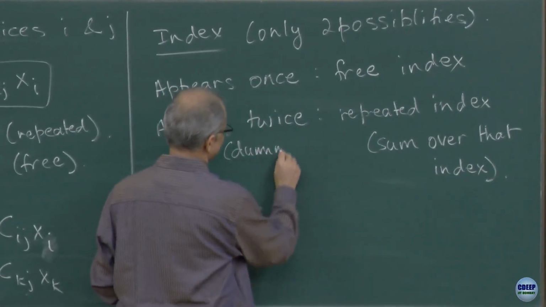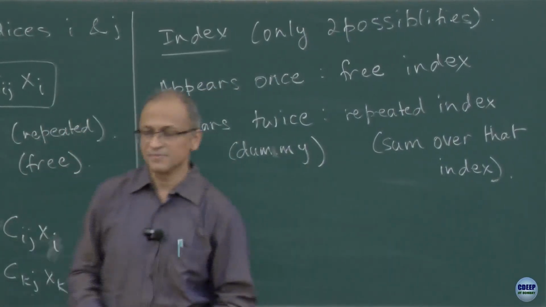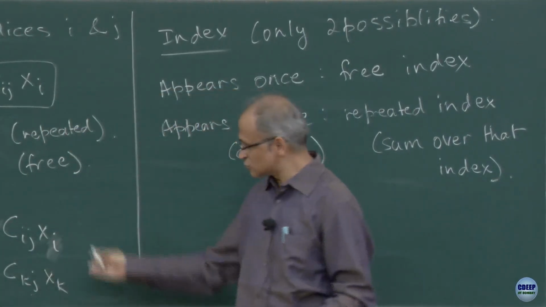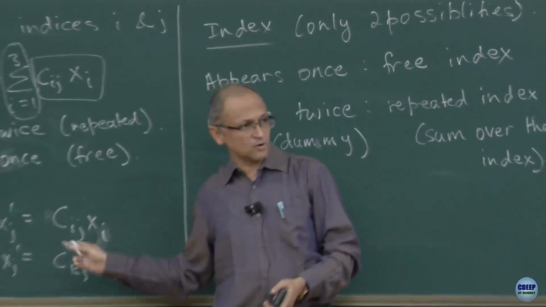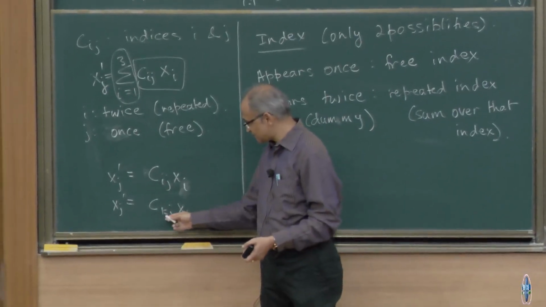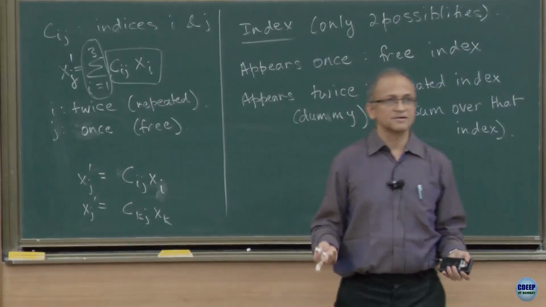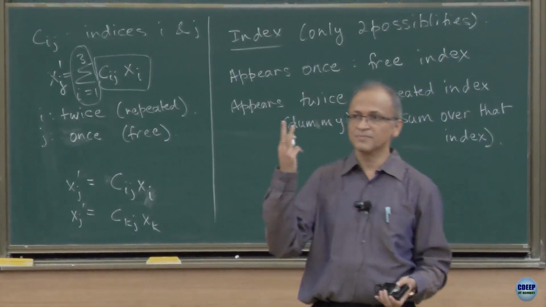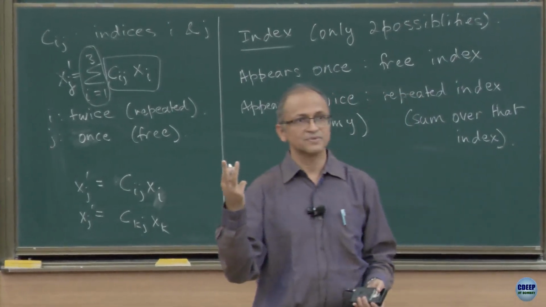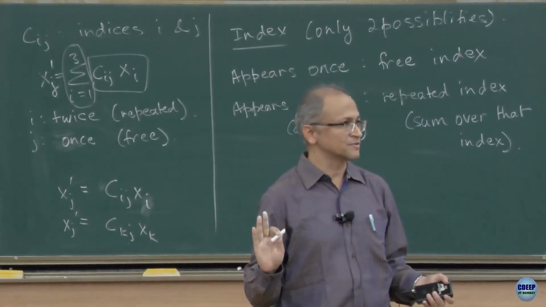And what do I mean by that dummy index? I can always replace it by any other index I want, as far as it is not conflicting with my free indexes. If I write it out as kj, j, and j here, then what happens? Now the index is appearing 3 times, and that's a mistake. So now I have changed the meaning altogether.